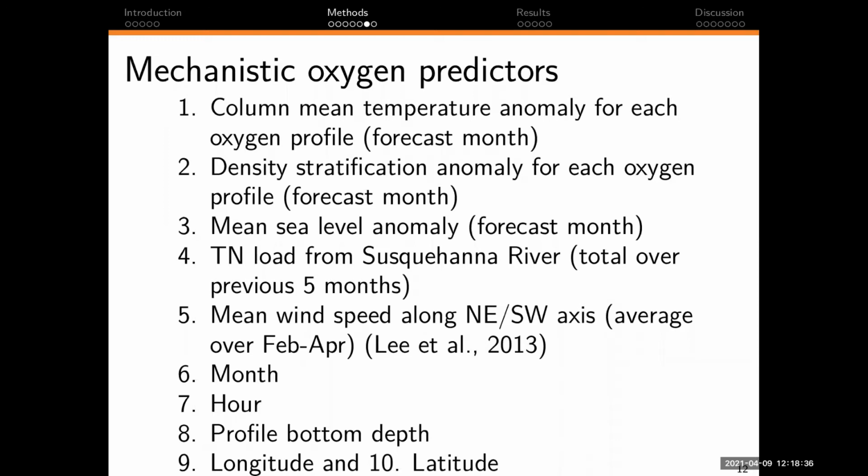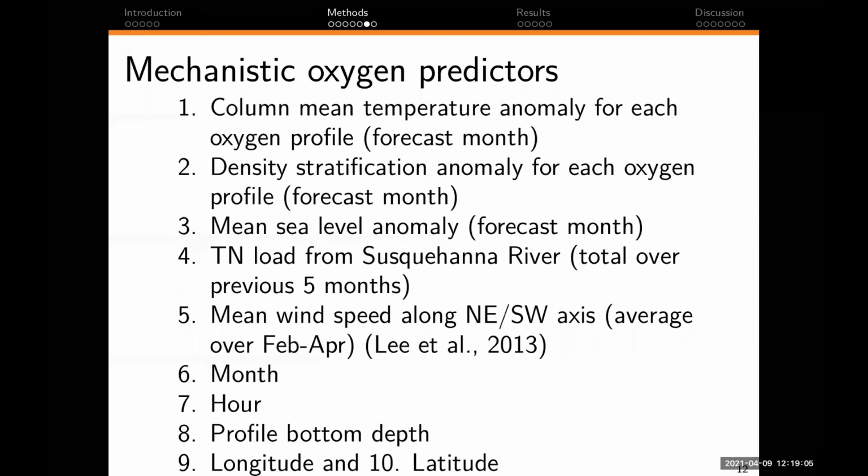learning model. The first one is just the column mean temperature anomaly associated with each oxygen profile. The anomaly here is determined using the same smoothing method that I used for the dissolved oxygen. The second one is the density stratification anomaly. Again, the anomaly is determined using that same smoothing method. The density stratification is the difference between the density at the bottom and the surface. So a higher value means that you have more stratified water.